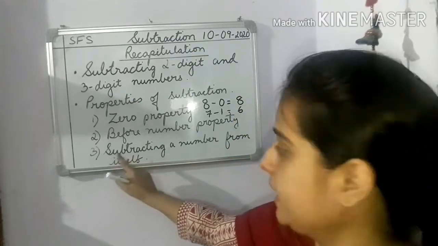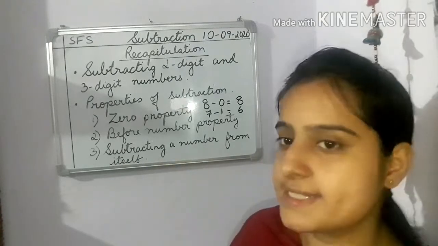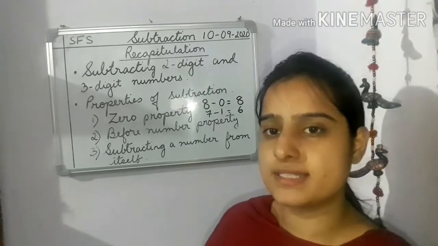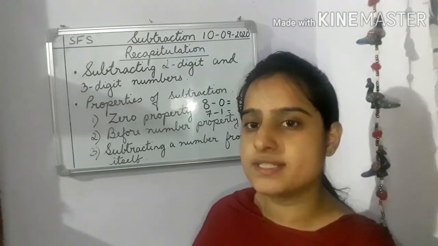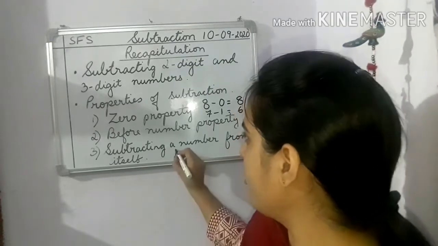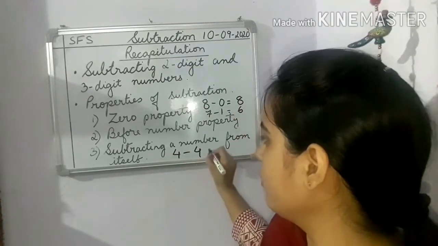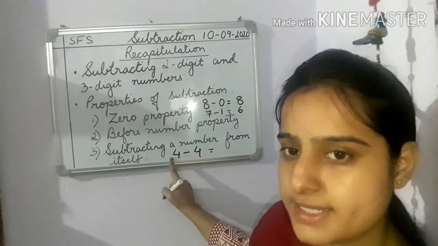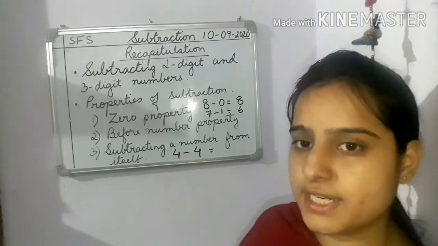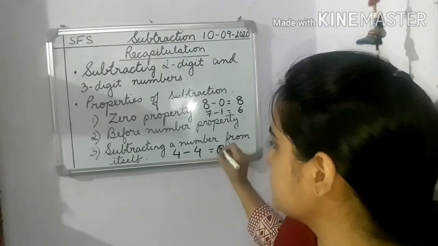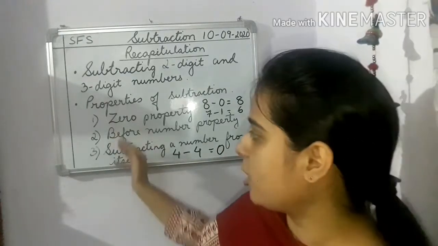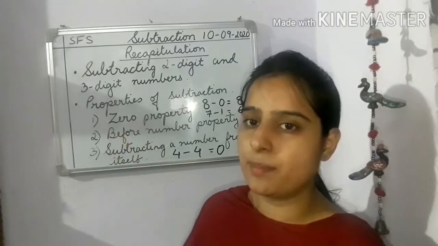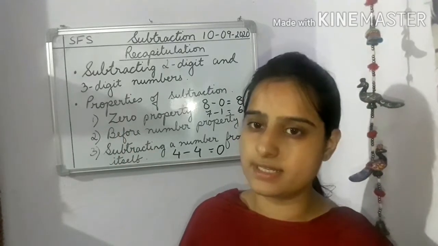The third property is subtracting number from itself. When same numbers are subtracted, children, the difference is what? 0. 4 minus 4. Here 4 is subtracted from 4, isn't it? Same number subtraction is there. So what will be the difference? 0. These three properties, children, if you remember these three properties, subtraction becomes very easy.